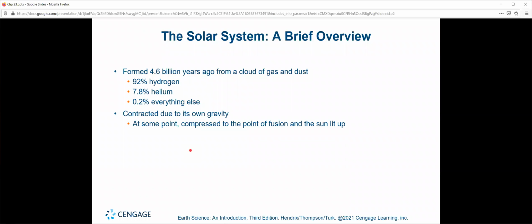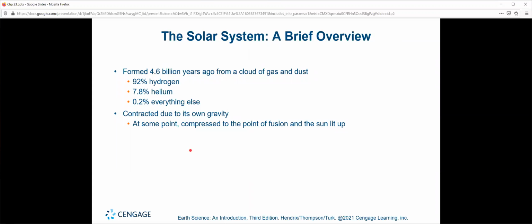We're going to start out on our tour of the solar system with a super brief overview of our solar system. It is thought to have formed some 4.6 billion years ago from a cloud of gas and dust. This is accretion theory. And the vast majority of the solar system is, of course, hydrogen. Hydrogen being the simplest of the elements, one proton, right? So what's going to be the most common thing we get?